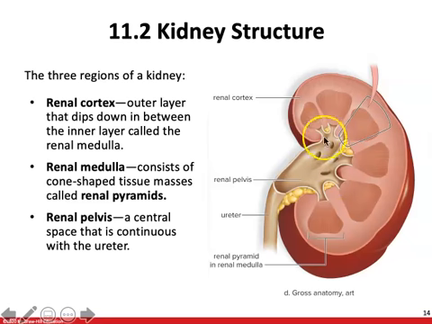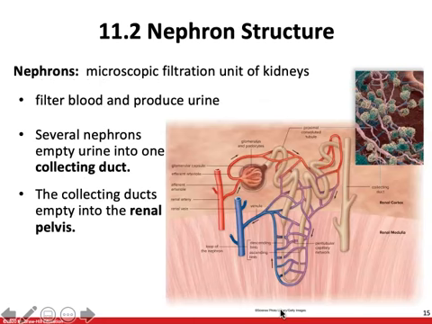And then inside, the innermost layer, moving from the outside inward, we have the renal pelvis. This is the central space that is continuous with the ureter. This is where we're going to be filtering and then collecting all of the urine and then passing it out through the ureter. All right, so kidneys are going to be composed of over 1 million nephrons.